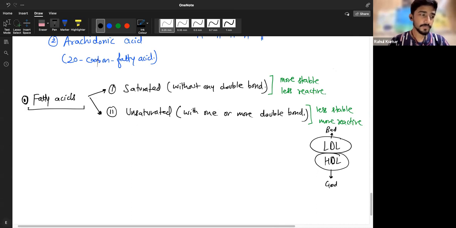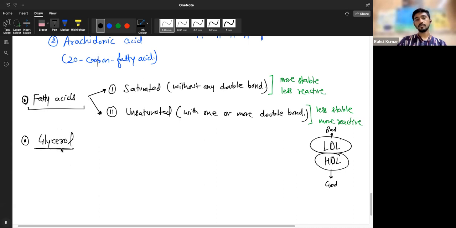Saturated fatty acids are not good for health, whereas unsaturated fatty acids are good for health. So lipids can be fatty acids. Apart from fatty acids, another form of lipid is glycerol.